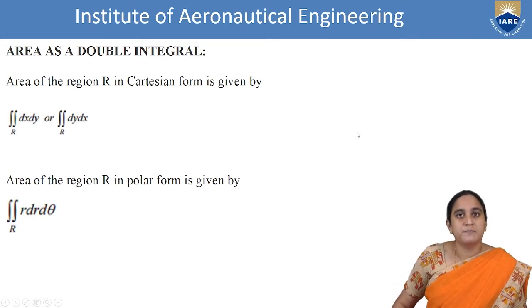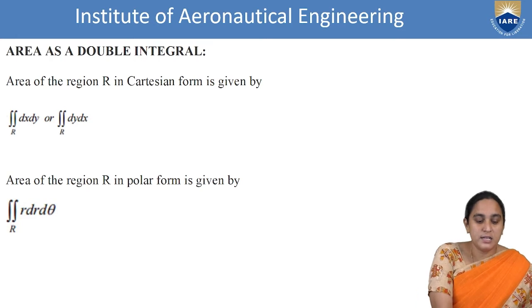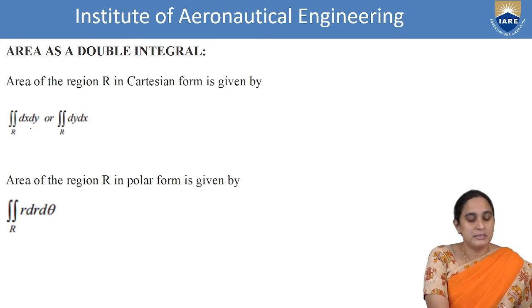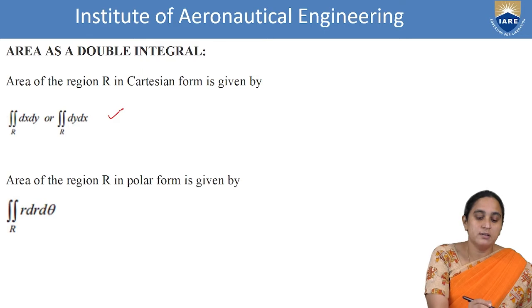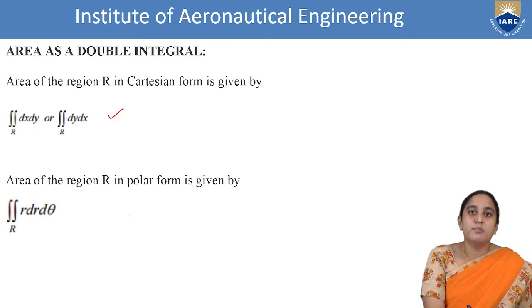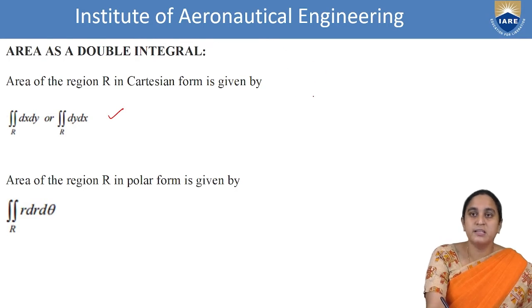Area of the region R in Cartesian form is given by the double integral of dx dy or the double integral of dy dx. This is the Cartesian form for finding area as a double integral. For example, to find the area between two parabolas, we have to apply the Cartesian form, either with respect to dx dy or dy dx.